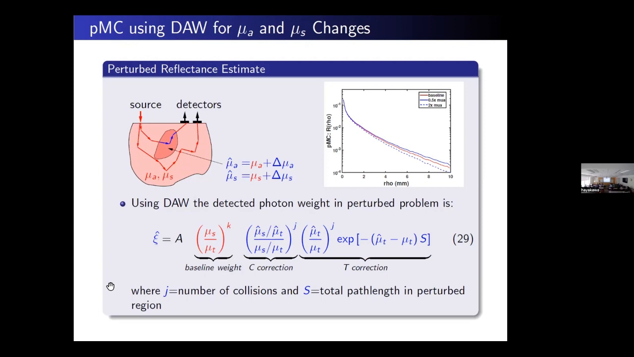If we were to have perturbed G here, we would have had the phase function correction in this factor as well. Here we have the transport. In the numerator, you have a mu t hat e to the minus mu t hat L, and for each collision you do this in this region, and put it over the baseline in the denominator. You get something that looks like this, where S is the total path length. Each collision sums up and then you get the path.